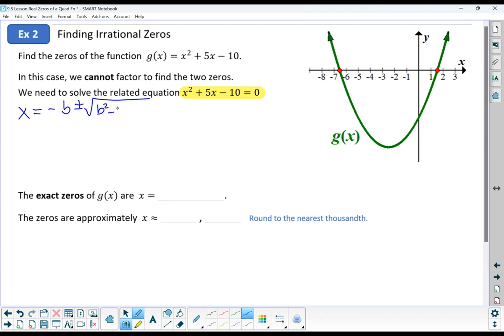And let me just write that down. I probably should have just had it ready on my slide, but I did not. Whoops. x equals negative b plus or minus the square root of b squared minus 4ac, all divided by 2a.